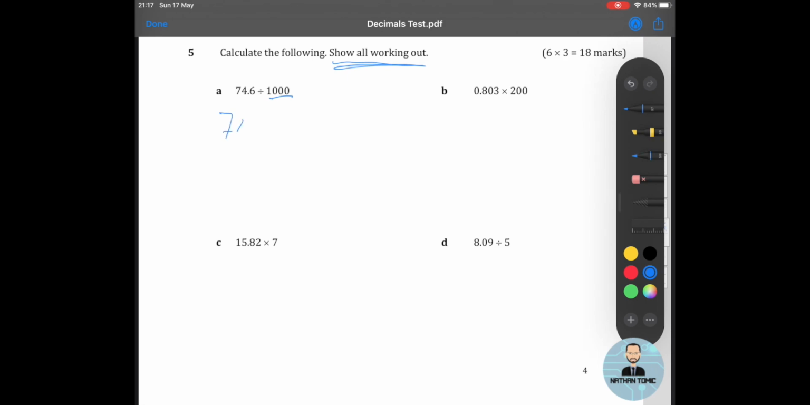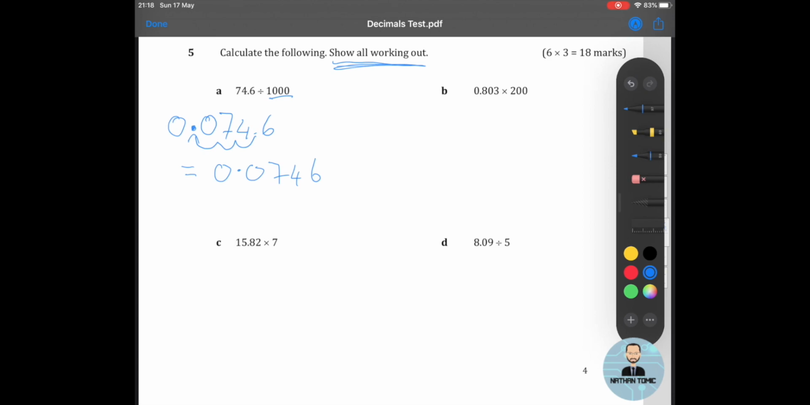So if we write 74.6, we need to move this decimal place 1, 2, 3 places, right? So it goes here. Of course, we need something in this space, so that's a 0. And generally speaking, we always have something to the left-hand side of the decimal place. So I'm going to put a 0 there as well. So really our answer should have been equal to 0.0746. And that's more than enough to what I'd expect to see.